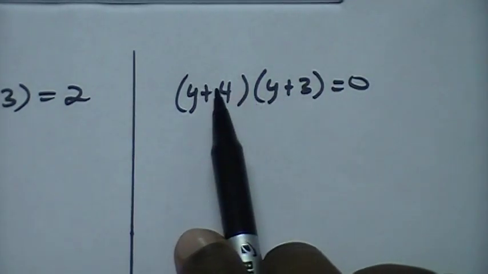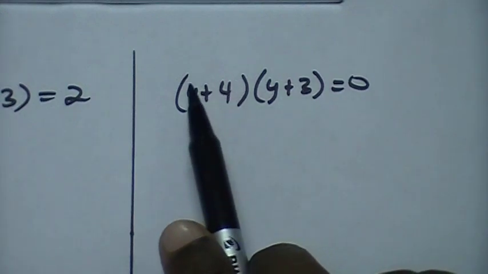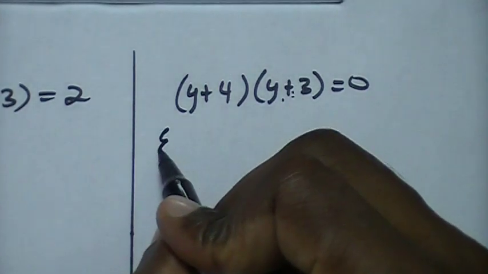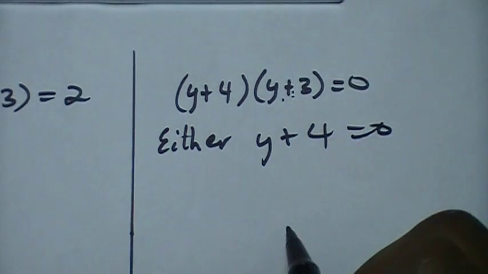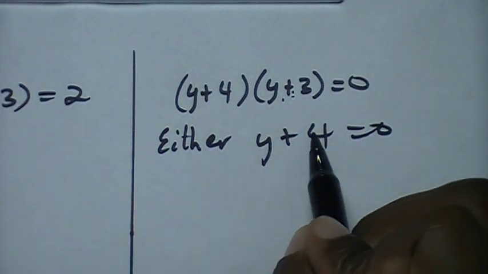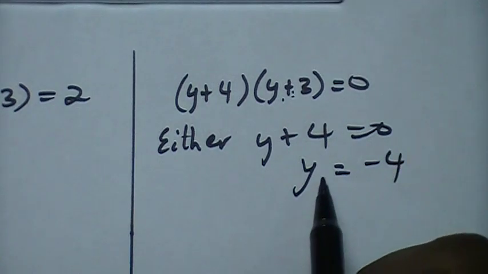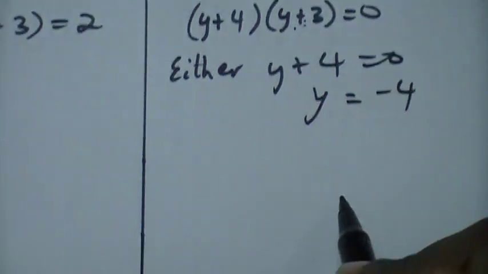If we were given this, what would be the solution? Well, we already have two factors equal 0, so one of these factors must be 0. So either y plus 4 equals 0, that means y is negative 4, the opposite sign of this, right? Now let's subtract from both sides. We see that y is negative 4. Negative 4 plus 4 equals 0. Same size, different signs give you 0.